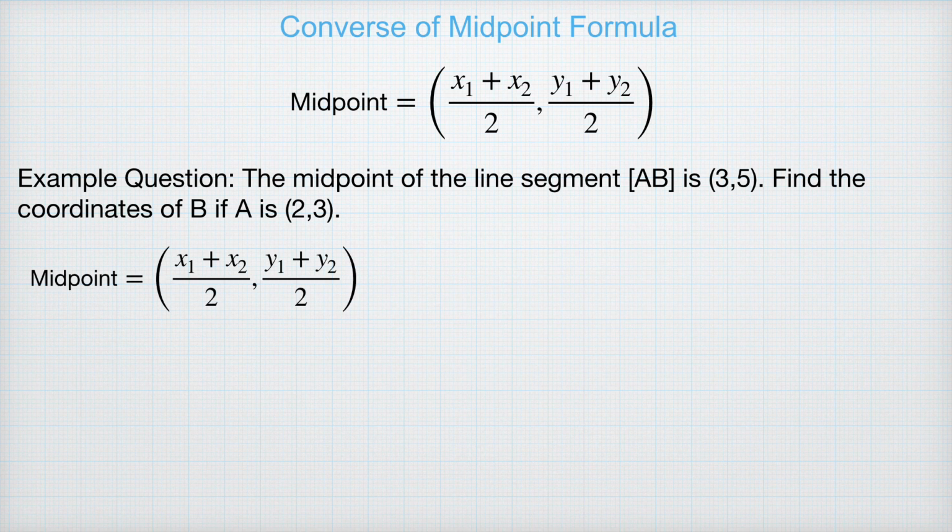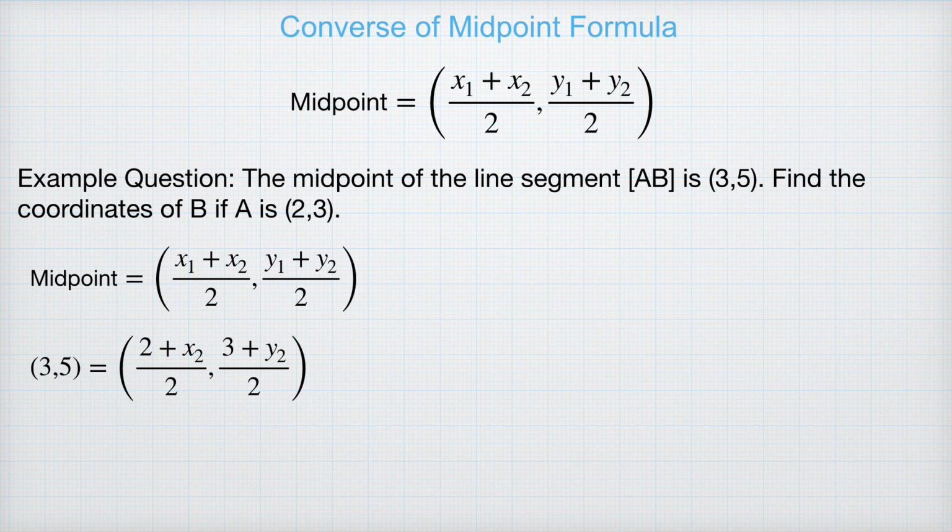We start by substituting all known values into the midpoint formula. So 3, 5 is equal to 2 plus x, all to be divided by 2, comma, 3 plus y, all to be divided by 2.